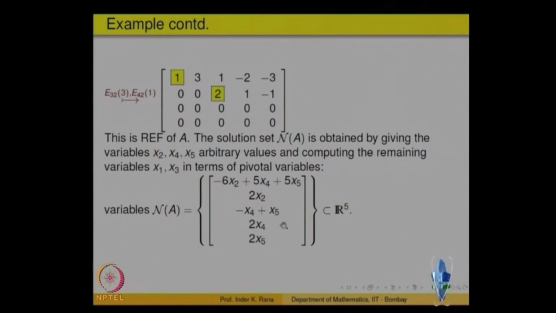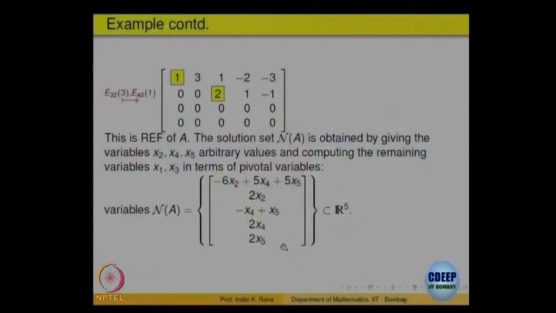Now, I have got a solution where x2, x4 and x5 are arbitrary, but still I have not gotten a basis for the null space. I have only described it in terms of those free variables. So, how do I get a basis? There is a small trick involved there. How many free variables are there? 3 of them. So, we have to give these 3 variables arbitrary values.